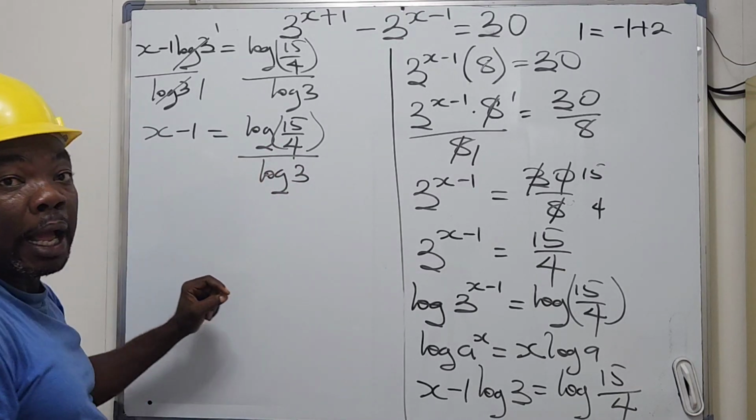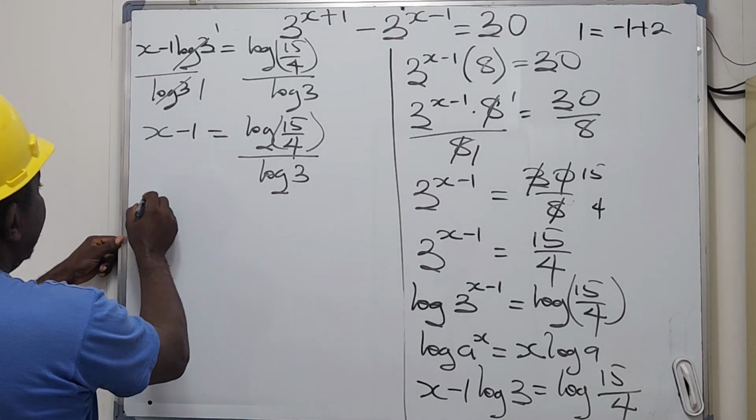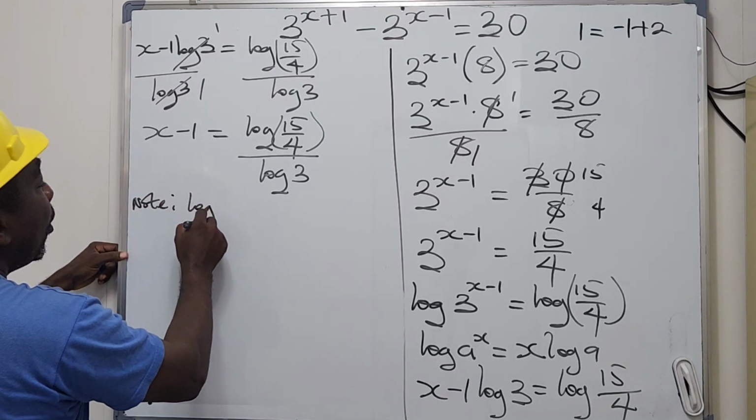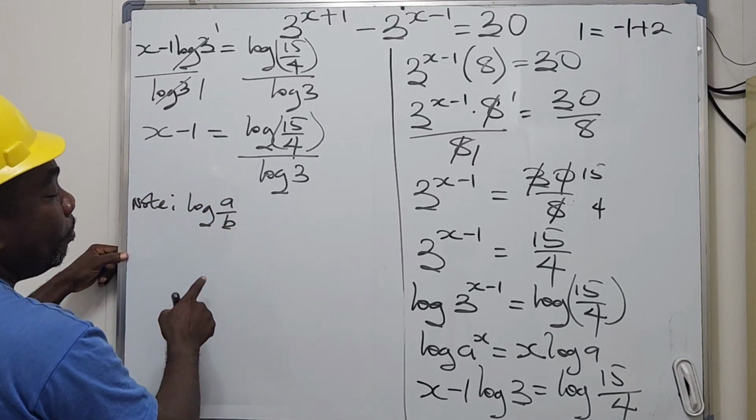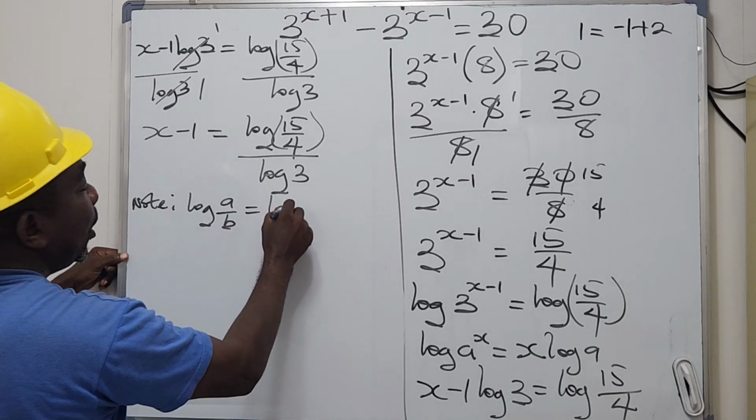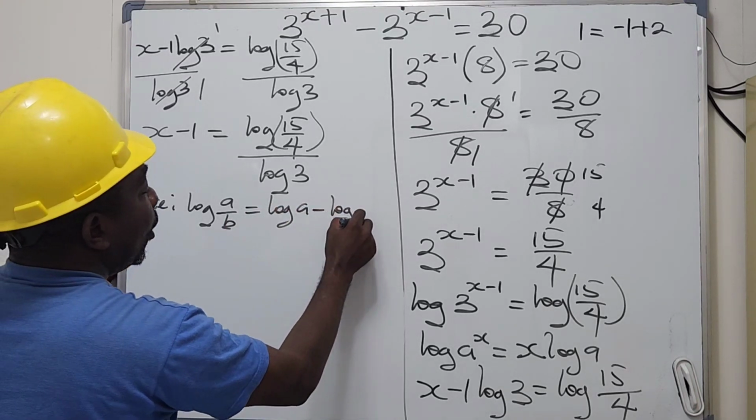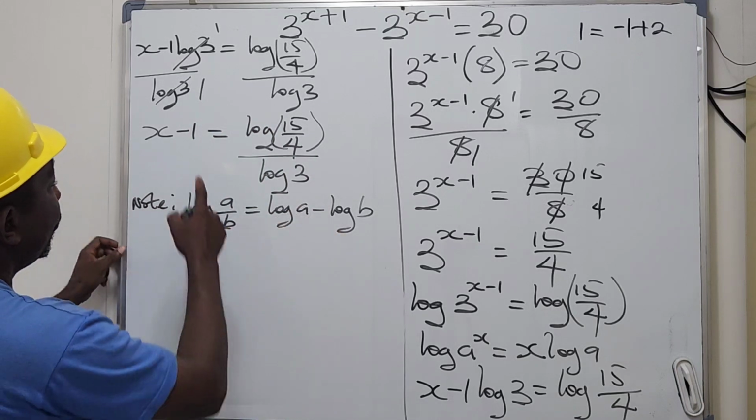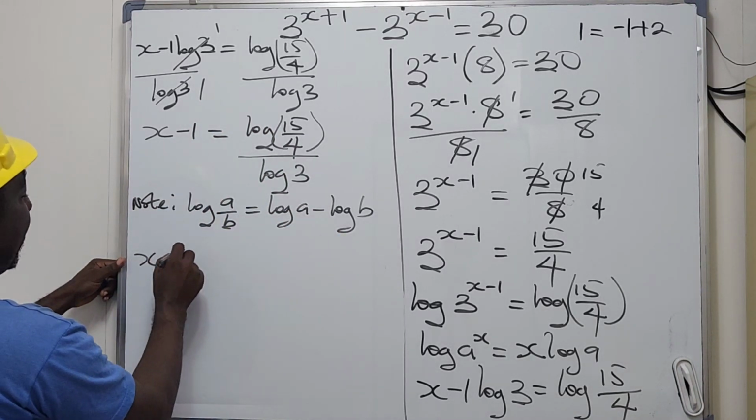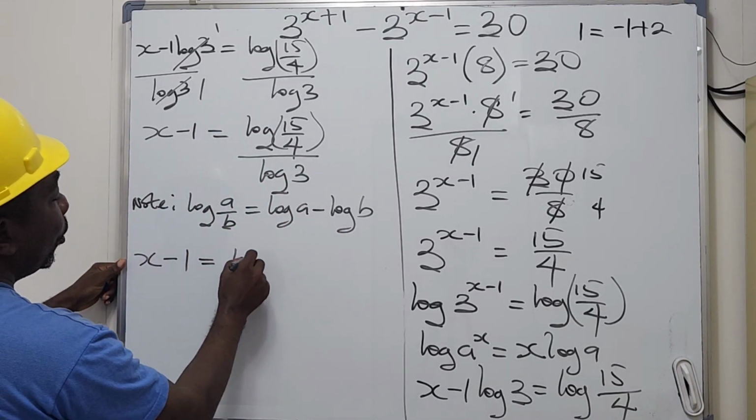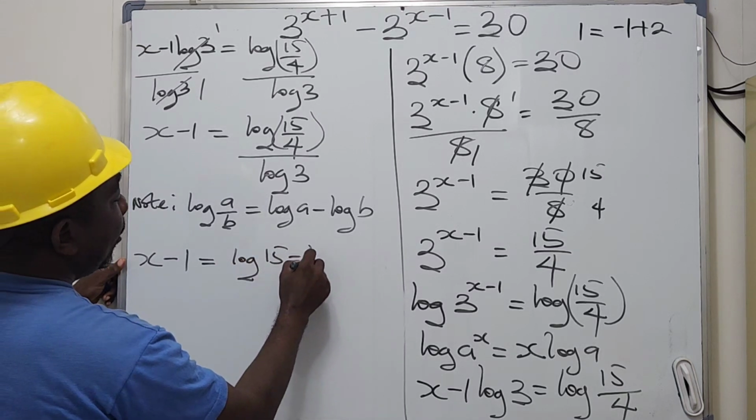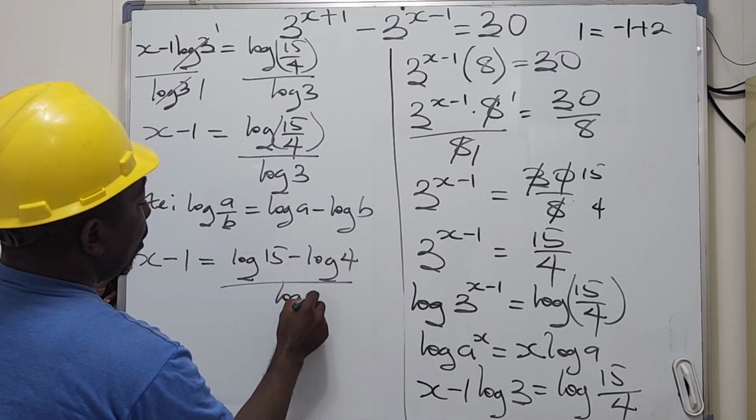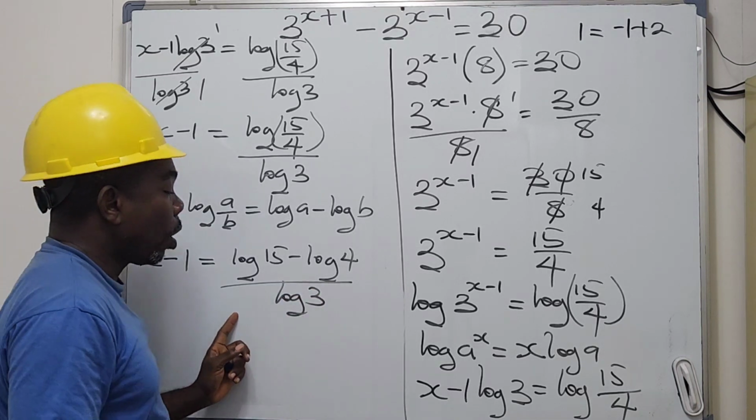We recall another law of logarithm that says when we have log a divided by b, it is the same thing as log a minus log b. So here we are going to express this in this format. So this will become x minus 1 equals log 15 minus log 4, all divided by log 3. So this is what we have now.